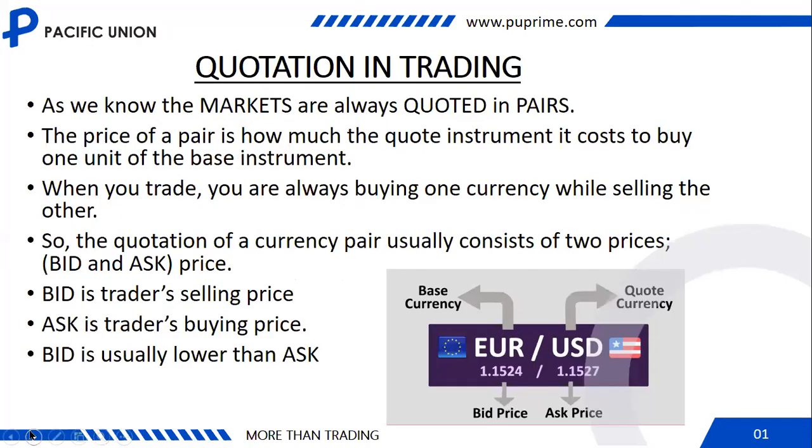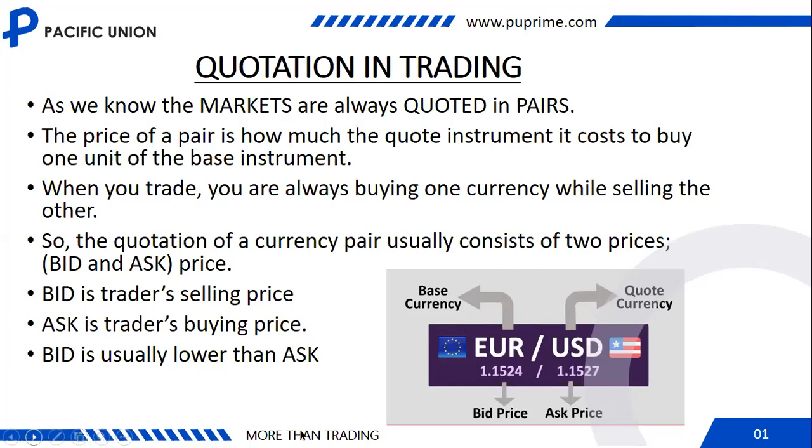Now, let's talk about quotations in trading. As we all know, the markets are always quoted in pairs. So the price of a pair is how much of the quote currency it costs to buy one unit of the base instrument. We know that in our trading, the chart is price against time. So the price you are seeing on your screen is the price of the base, expressed in the quote.